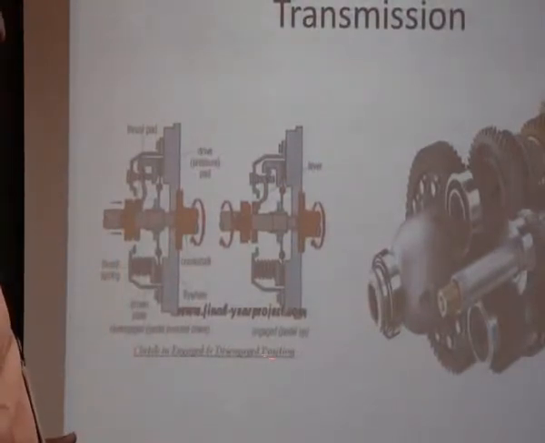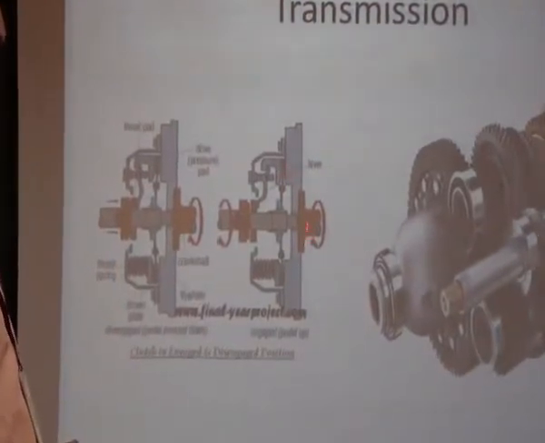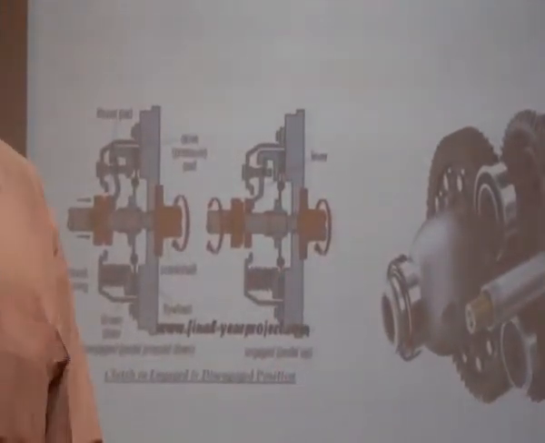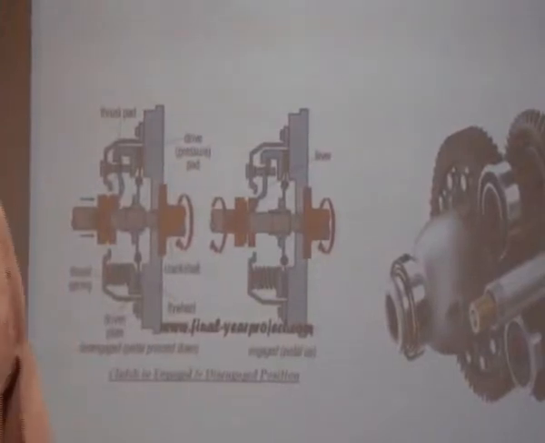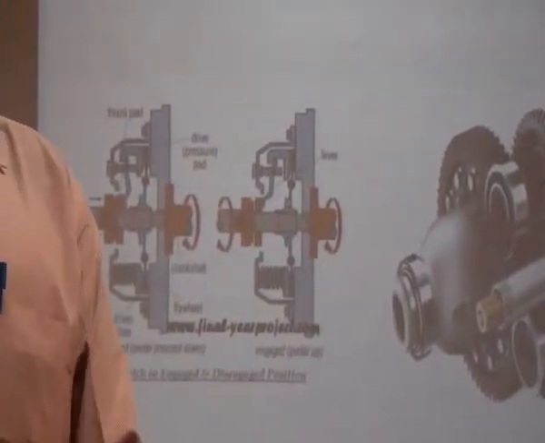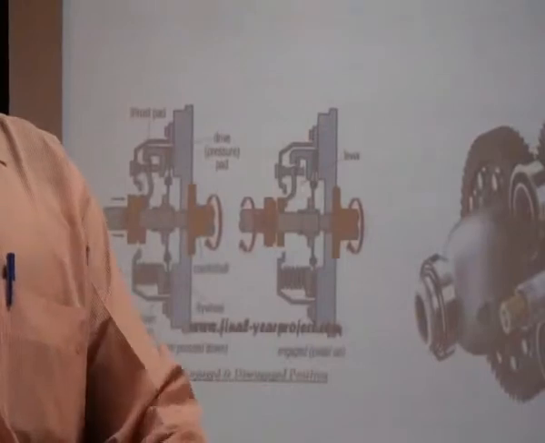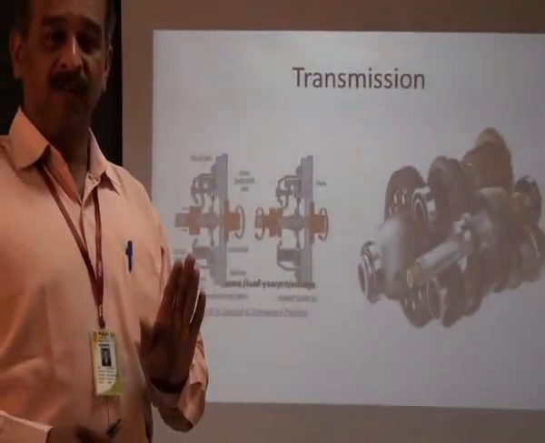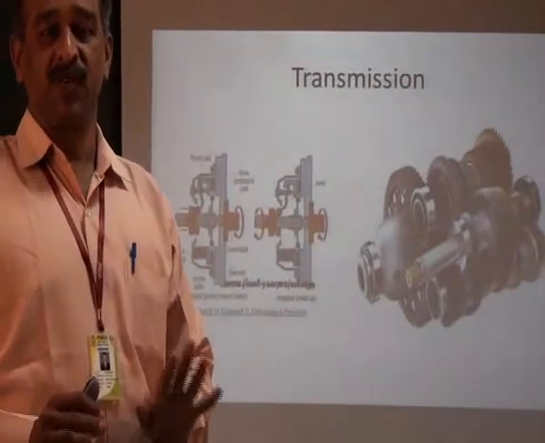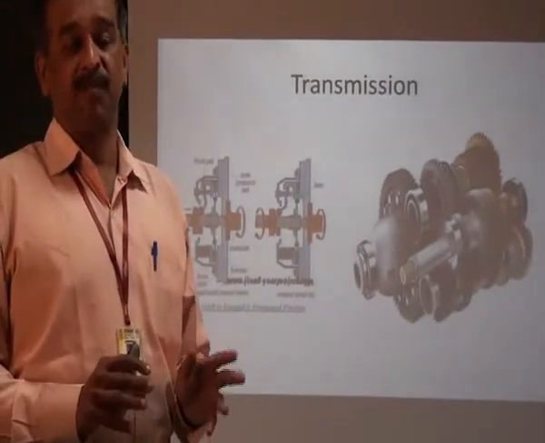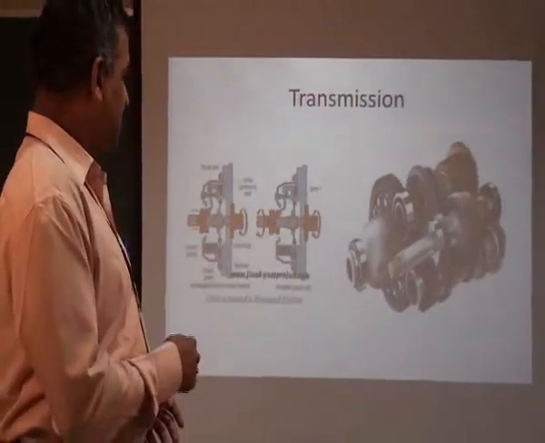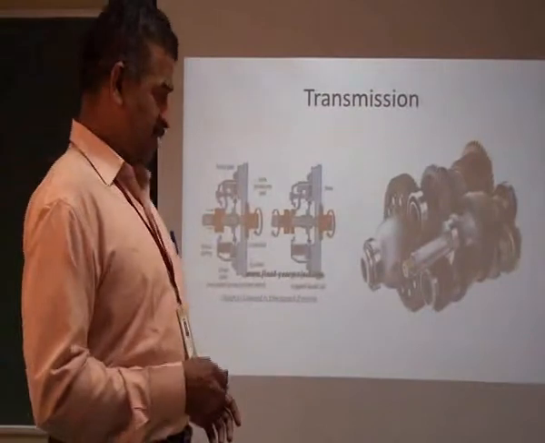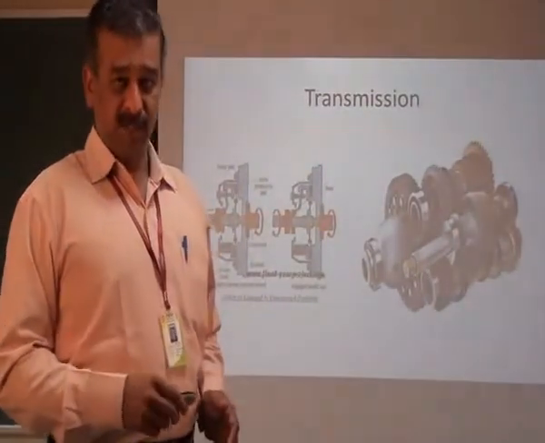Then this is the engaged condition. You can see there is no gap at all. Pedal up. The driver is not pressing the pedal. Whenever you want to change the gear, you press the pedal, change the gear, and again leave it. The pressing and leaving of the pedal should be smooth enough so that no jerk happens inside the vehicle. This is about the clutch.